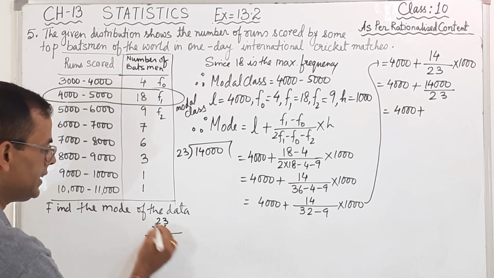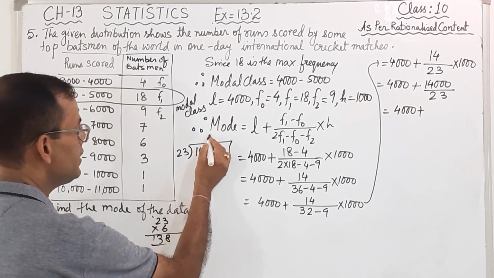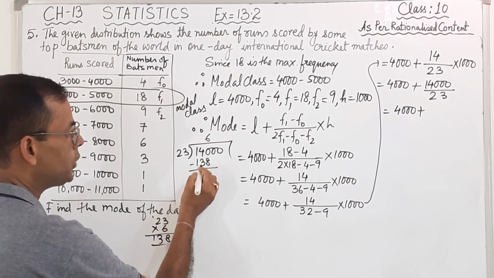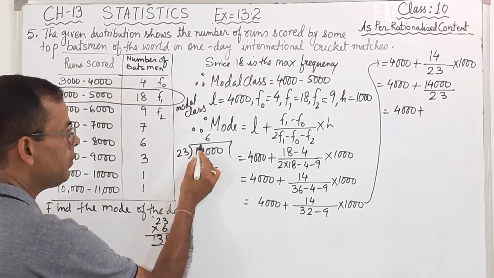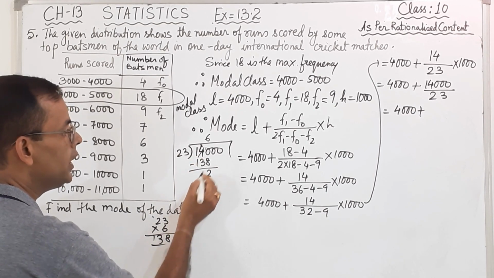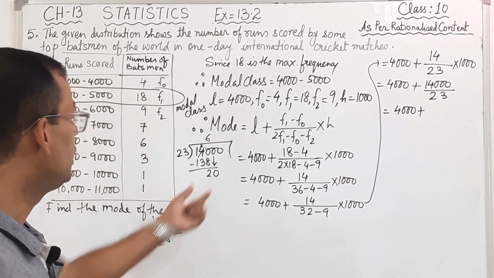6 3s are 18, 1, 6 2s are 12, 13. So it is coming with 6, 138. Then we will subtract. So we will cut this one, make it 3 and this one 10. 10 minus 8, 2. Now what will come down? 0 will come down. Okay.